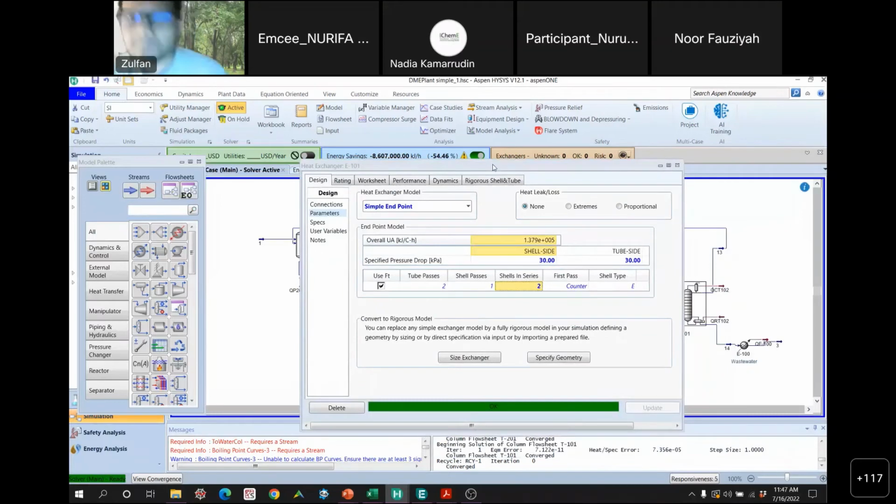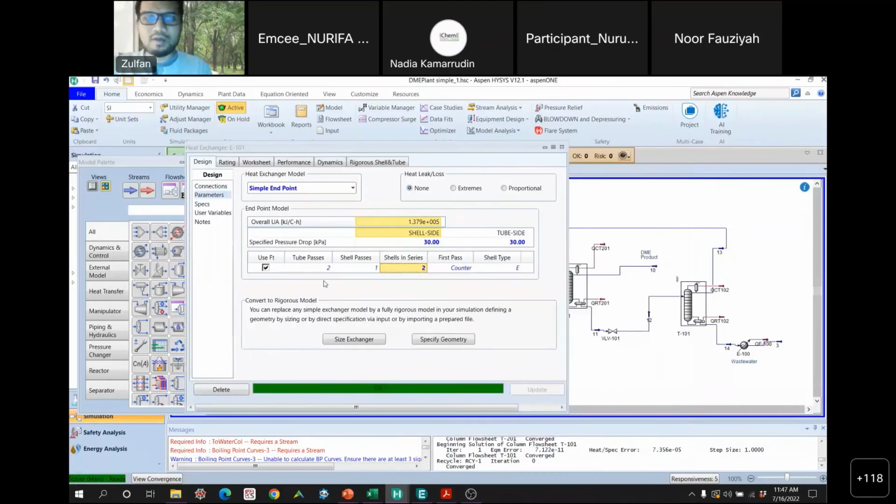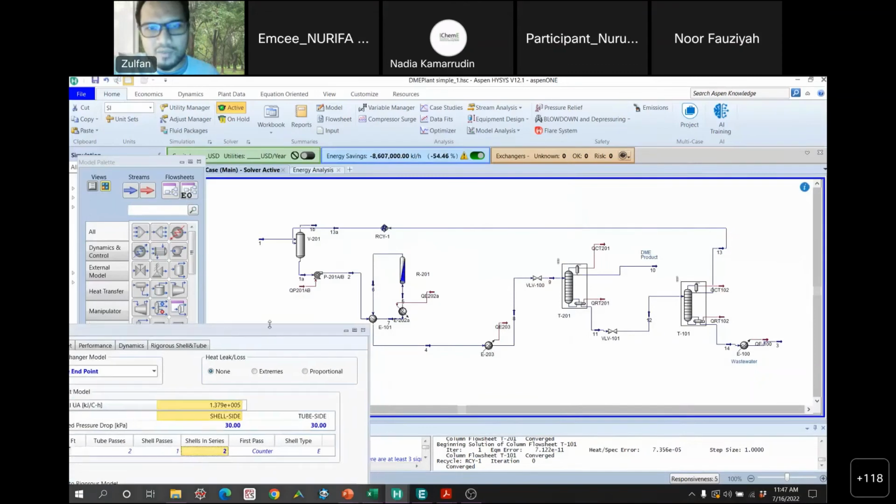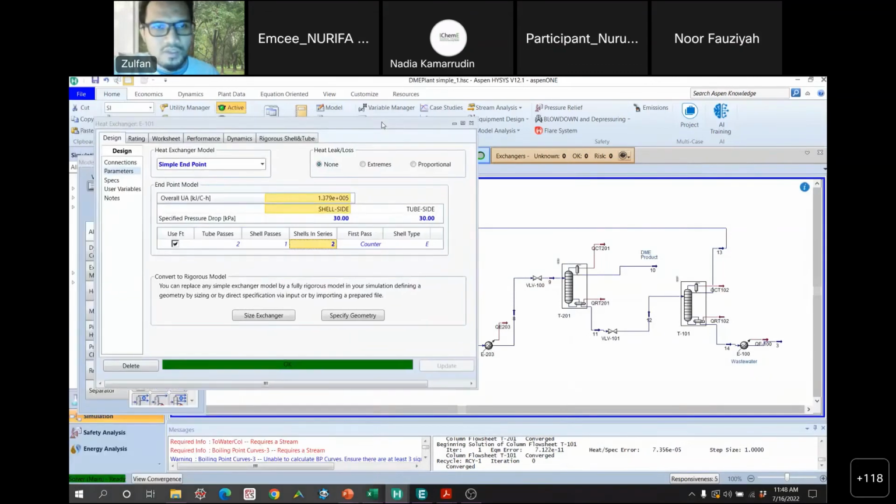tackle this issue. Okay, now you know how to use this heat exchanger design. So quickly you can say, well, if we want to design this exchanger, because this is a new heat exchanger, you can design it. You can tell the mechanical engineer: 2 tube passes, 1 shell pass, and 2 shells in series, type E. You can also change type E if you want. And then it will give you this amount of UA. Okay, obviously these are simple calculations, but it works in practice.